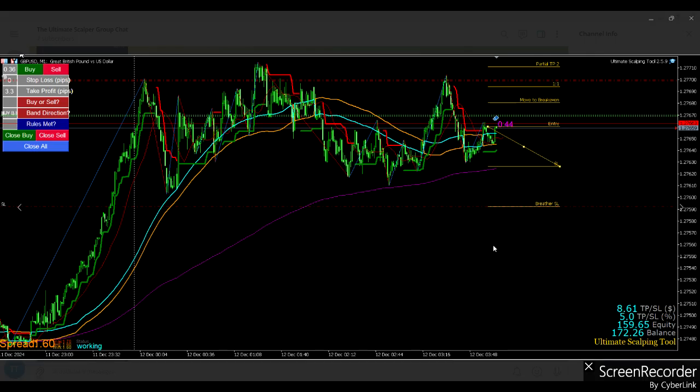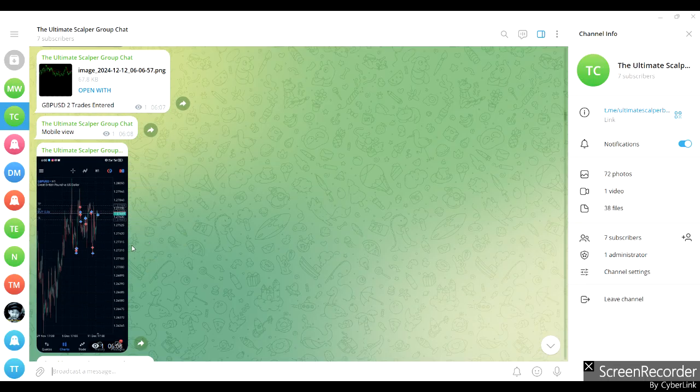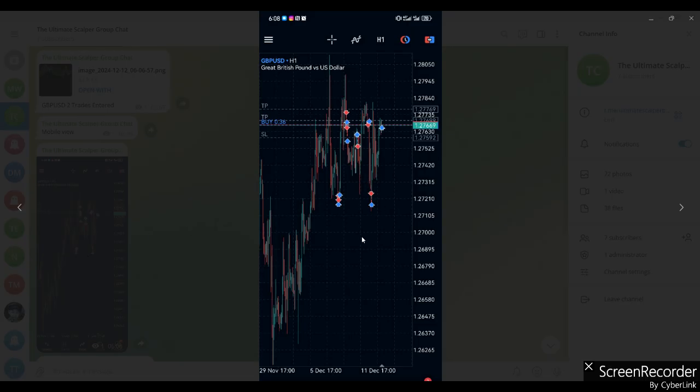And at the same time I also got 2 entries for GBP USD. It crossed my red line and the market is above the purple line. I took an entry, but obviously because of the spread, the entry goes on top. So yeah, this is how it was looking on the phone.